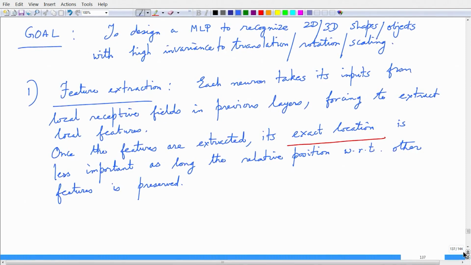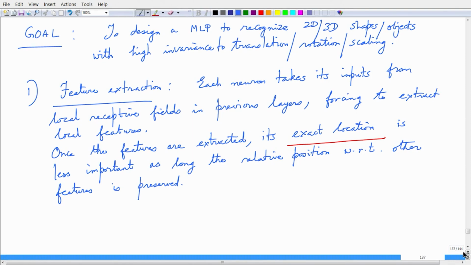With this in mind, we start with the goal. The goal would be to design a multilayer perceptron to recognize 2D/3D shapes and objects with high invariance to translation, rotation, scaling, and some of these affine features. And this was very successfully done by LeCun and others who pioneered this idea behind convolution neural networks, and we will study this concept in the next set of slides.